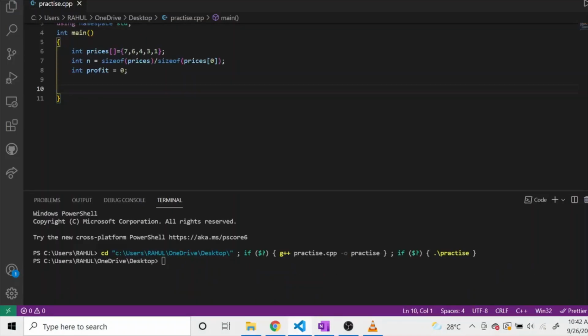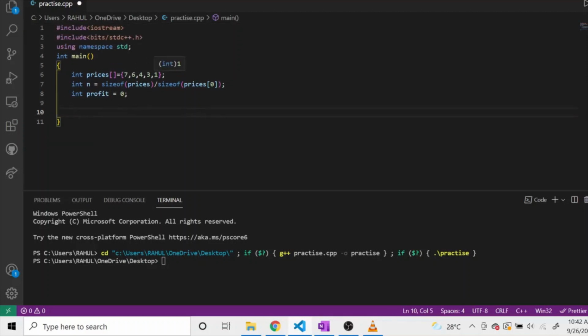So now let's look at the code for this problem. First of all, what we are given is the prices array. This was given to us as an input in the question, and what we have done is, we have calculated a variable n, which is the number of elements in the array, and then we have initialized a variable profit with 0. This profit will contain our final profit value.